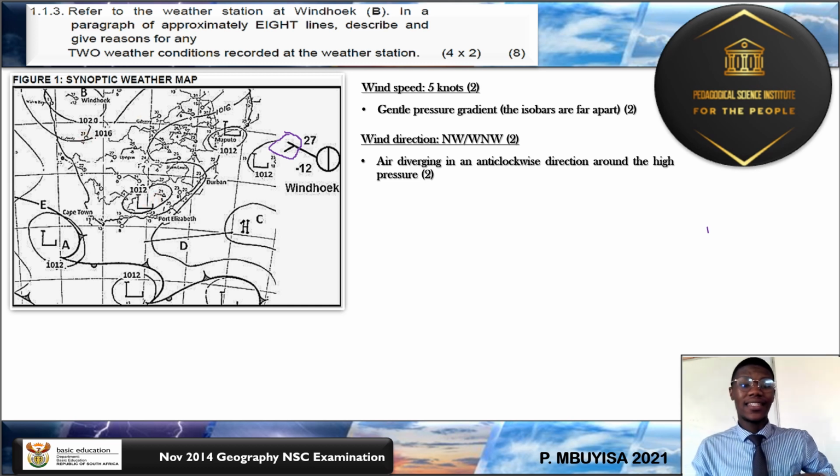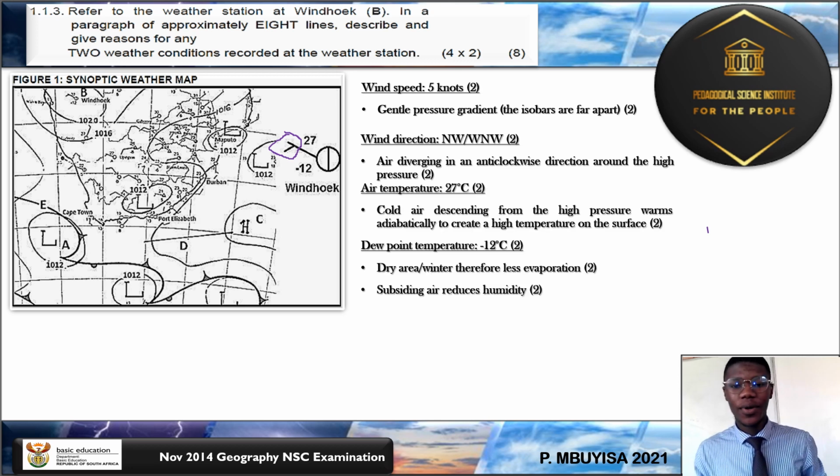So the high pressure in the interior, by the way, is the Kalahari high pressure cell. Remember, this is winter, so you'll have your anticyclonic or anti-clockwise movement of air, which takes it to the northwesterly direction.